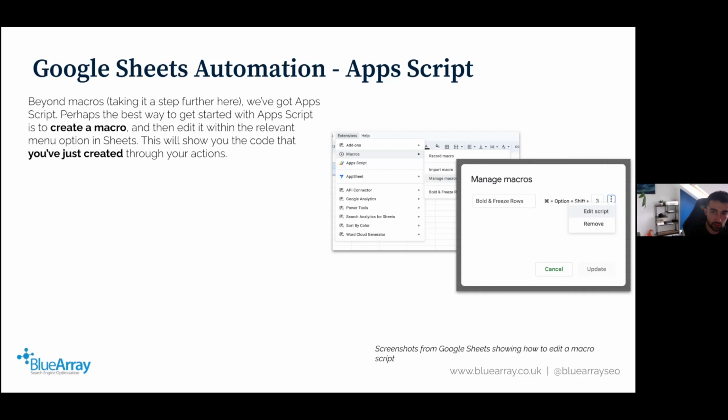So just go onto Extensions, Macros, Manage macros, then click on the three dots next to the one you just made. Then you can edit the script, and it will show you the code that you have just created through your actions. AppScript is like super-powered formulae. If you look at the code that's created, you'll be able to understand, okay, this click, where I resized the column, translates to this piece of code. This bit, where I bolded it, translates to this piece of code.